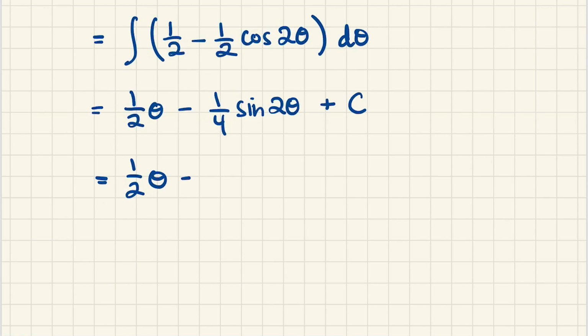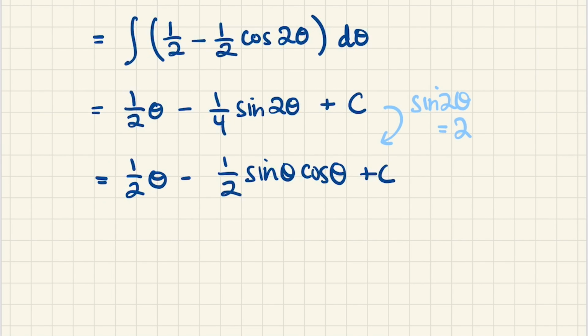So 1/4 of sine 2 theta is in fact 1/2 sine theta times cosine theta. And we used the fact that sine of 2 theta is 2 sine theta cosine theta.